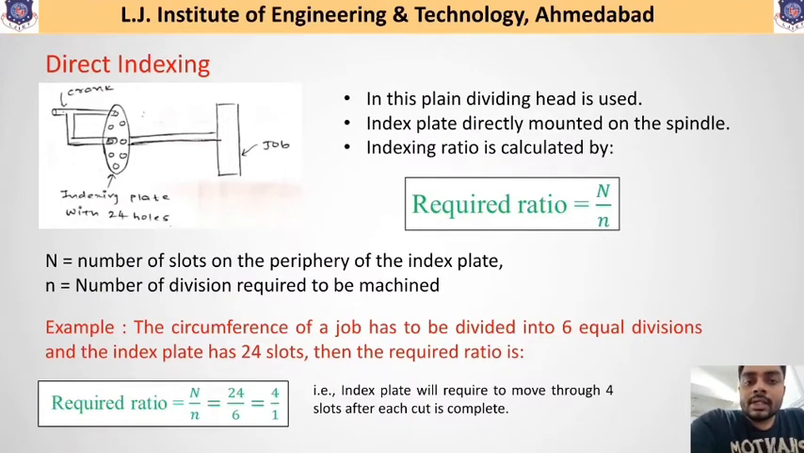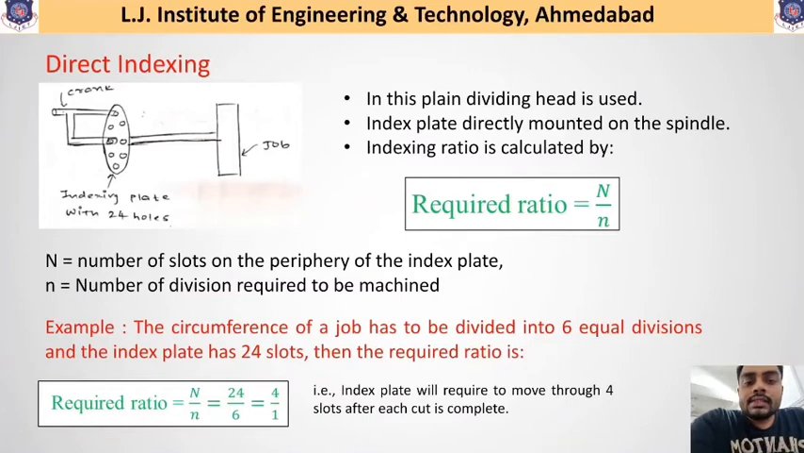After cutting that particular tooth, further rotate the crank from the available position to the next 4 slots, and repeat this procedure up to the 6 divisions that are to be obtained on the workpiece. And that is how, by using just a simple direct indexing method, one can obtain in the range of 12 to 24 equal divisions on the workpiece. So this is the oldest method which is used to generate this number of slots on the workpiece.